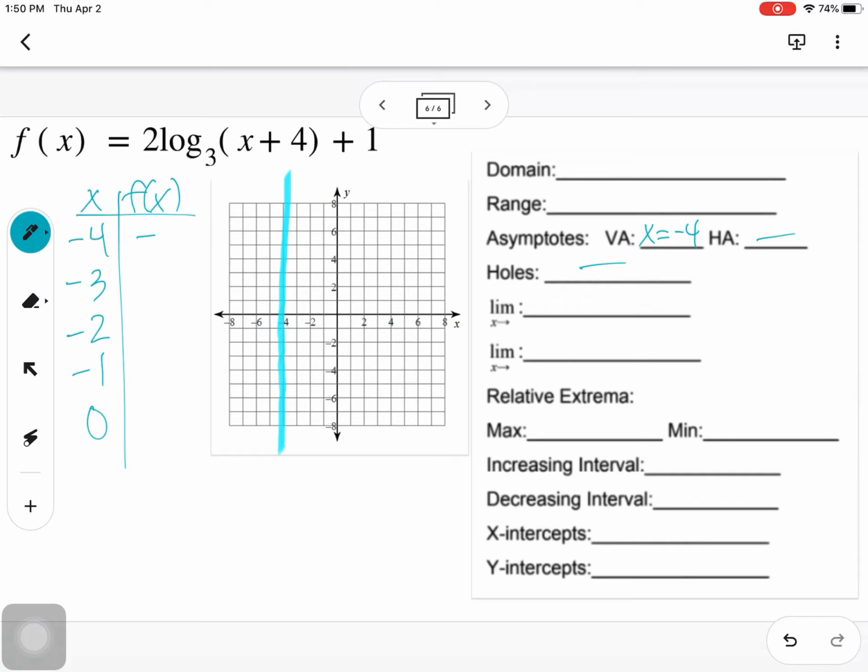This is going to become largely a test of being able to type this into your calculator, because you will have to do change of base formula. In that calculator, you're doing 2 times, and then you need your change of base formula. So you're going to do log of whatever x plus 4 is, divided by log of 3, and then you're going to add 1, and you're going to have to do that all the way down the line. So I'm going to start typing these in. I suggest you also type them in so that you know if you're getting them right or not.